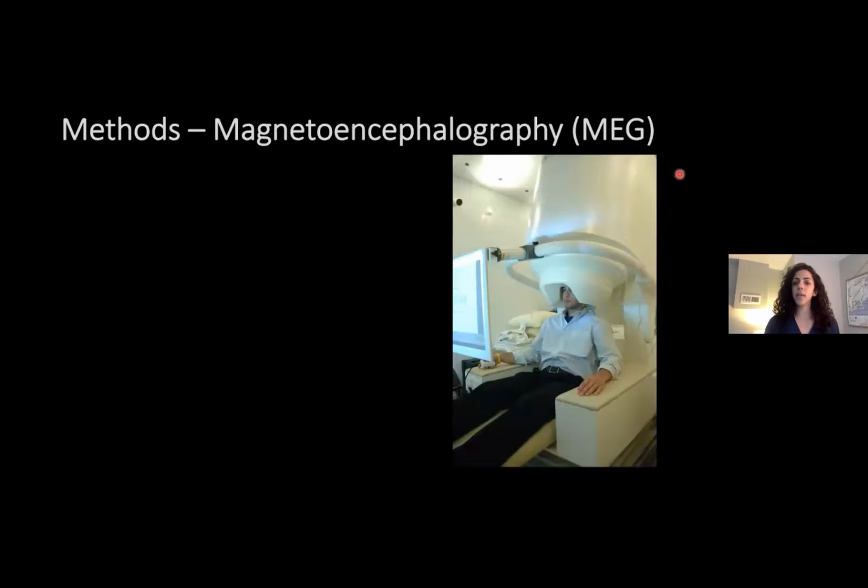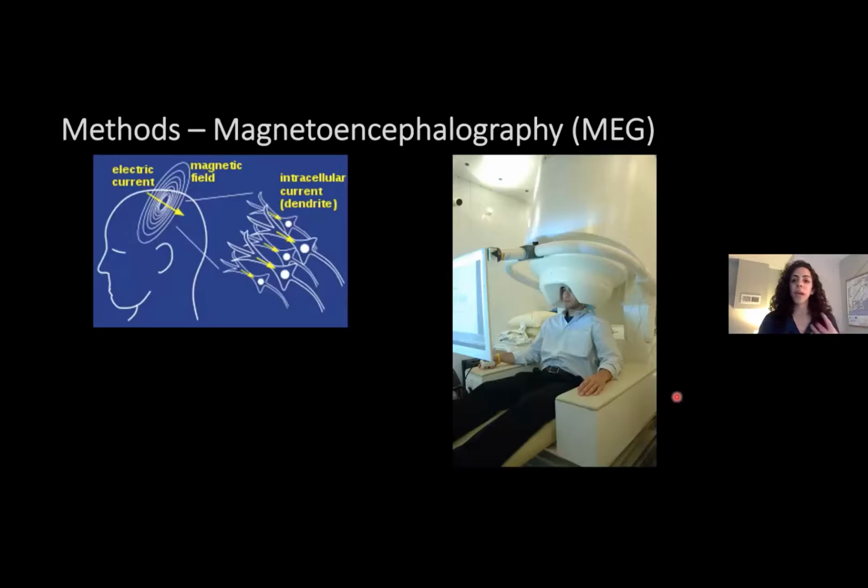We use magnetoencephalography, or MEG, to measure the brain activity of participants while they did a Stroop task. Here's an example of an MEG. It's very stylish, as you can see. So the way that MEG works is that when a neuron fires, it creates an electrical current. And when a large group or cluster of neurons fire together, the sum of their electrical currents creates a magnetic field. And this is what MEG is measuring.